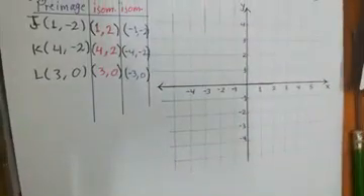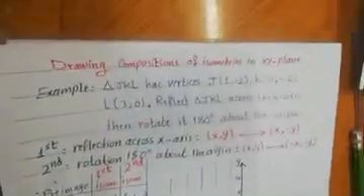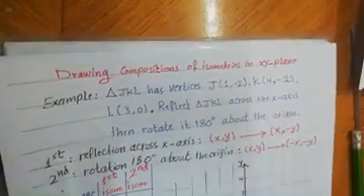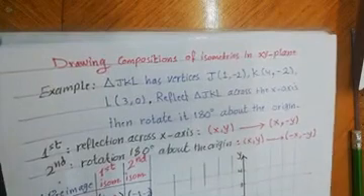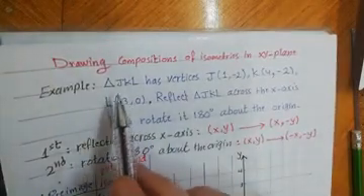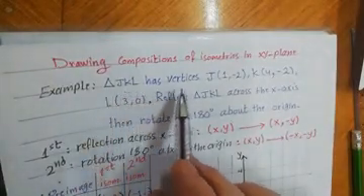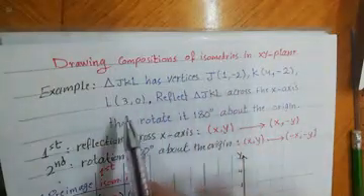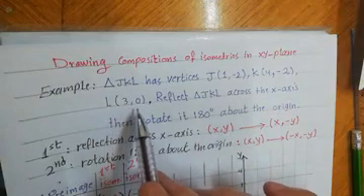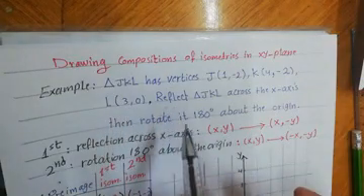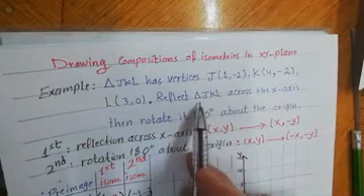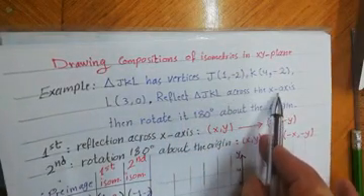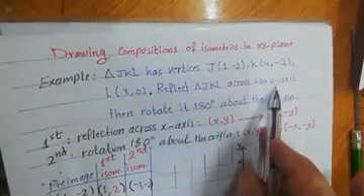Now, how about transformations in the coordinate plane? You remember it before. Let us take this example. Triangle JKL has vertices J (1, -2), K (4, -2), L (3, 0). Now, I want you to reflect the triangle JKL across the x-axis. This is the first transformation, or the first isometry.